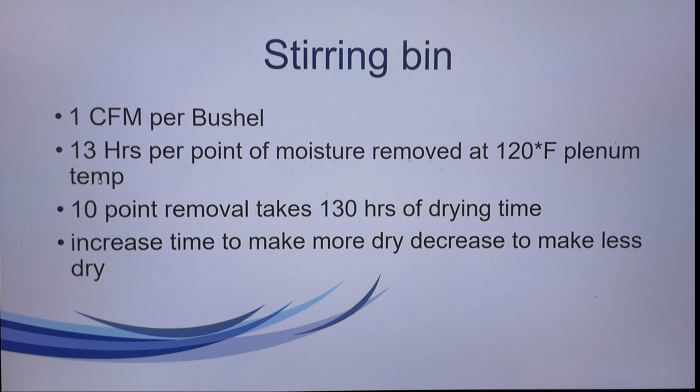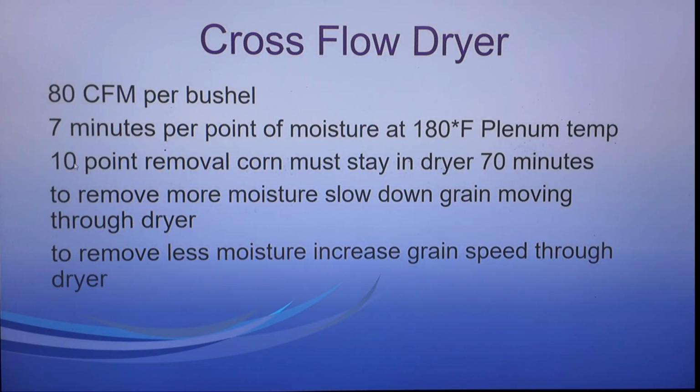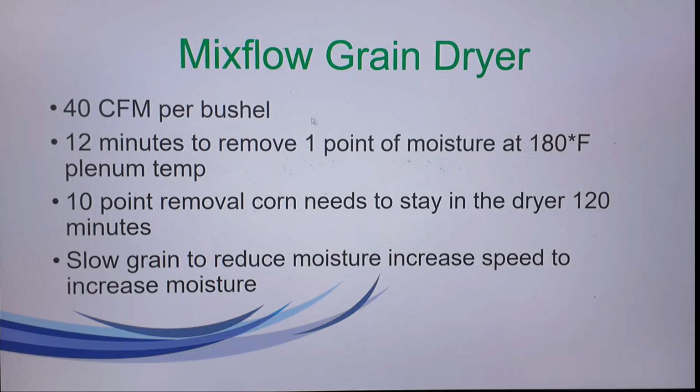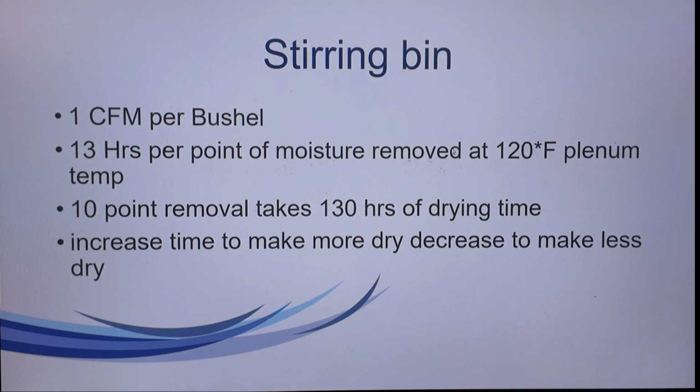If you go back here to my crossflow dryer, I have the math at 180 degrees, but I would run these about 195. On the mixed flow, I have the math at 180, but I would run this like 200, 210. I'm going to run this the hottest of any dryer because this is putting out the highest quality grain of any of the dryers we're looking at, except the stirring bin. The stirring bin is going to do the best.